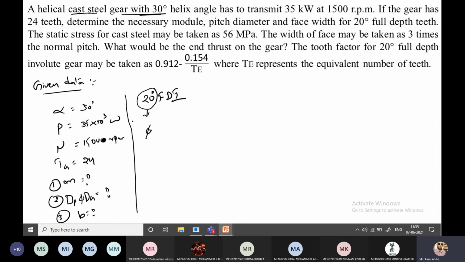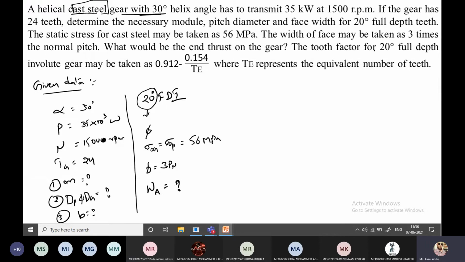The allowable static stress for the cast material: allowable static stress for gear and allowable static stress for pinion. Both are equal because both are made of the same material, cast steel, in megapascal. One hint is given: the face width is 3 times the normal pitch, P suffix n. Now what would be the end thrust of the gear? End thrust is nothing but axial thrust.